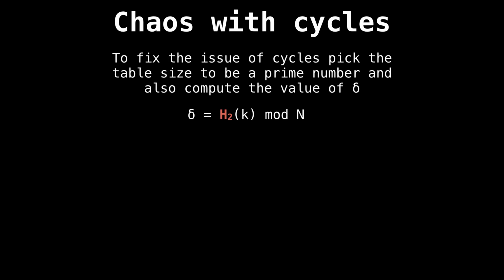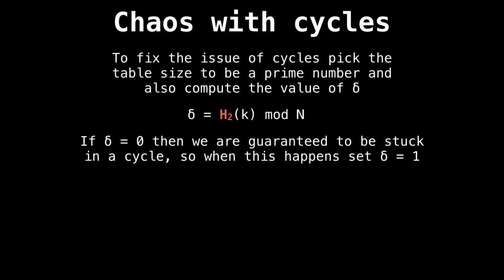So to fix the issue of cycles with double hashing, here's one strategy. We're going to pick our table size to be a prime number, and we're going to compute a value called delta. So delta is just going to be h2 of k mod n, but occasionally delta might be 0. And if that's the case, then we're going to be guaranteed to be stuck in a cycle because we're not going to go anywhere when we probe because we're going to be multiplying by 0. So when this happens, just set delta to be equal to 1.